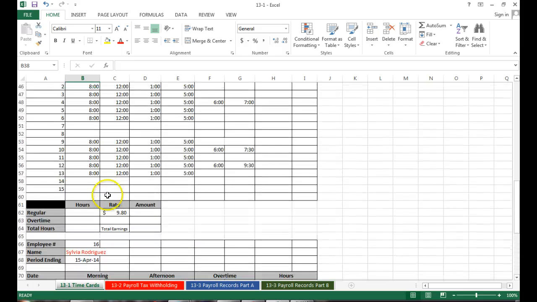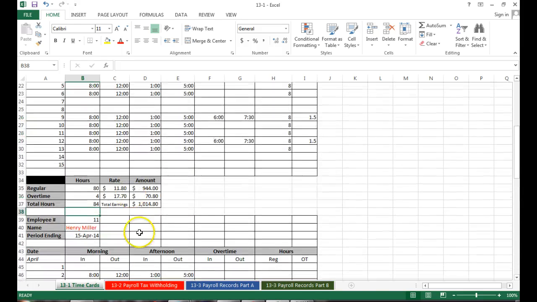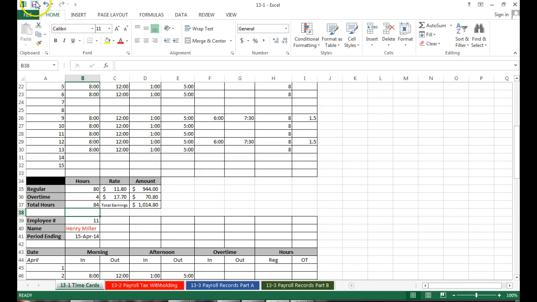And that is the end of 13.1. Should be able to quickly do this. Make sure that you save your document because for 13.2 and 13.3, part A and B, you're going to need this file to email me. And we're taking care of the work togethers, on your owns, and the application problems all in one shebang.